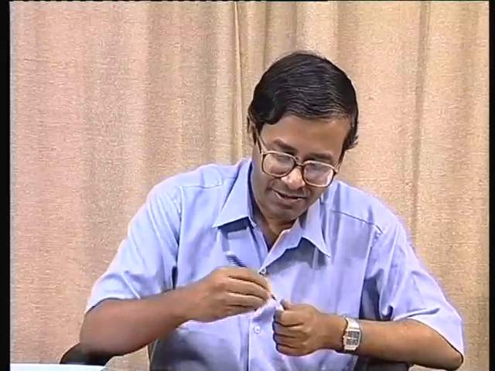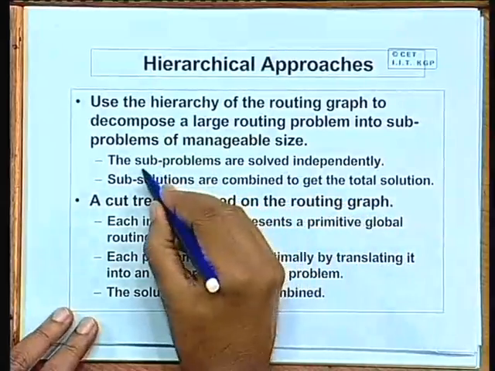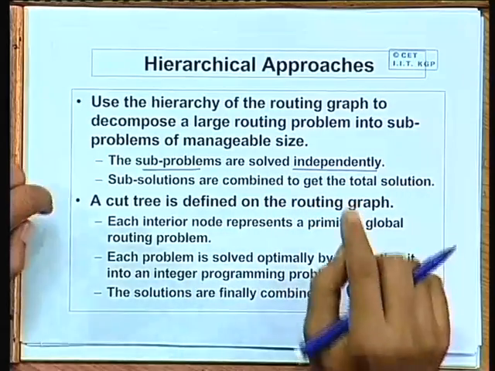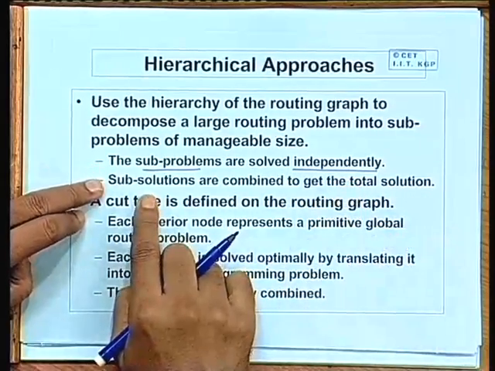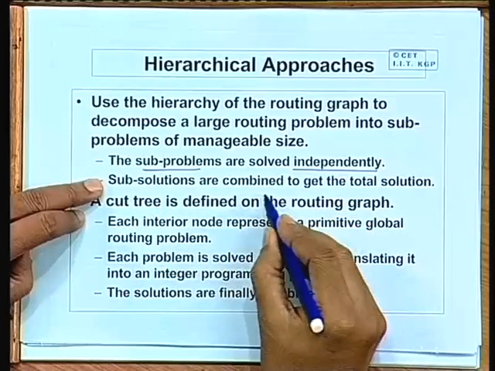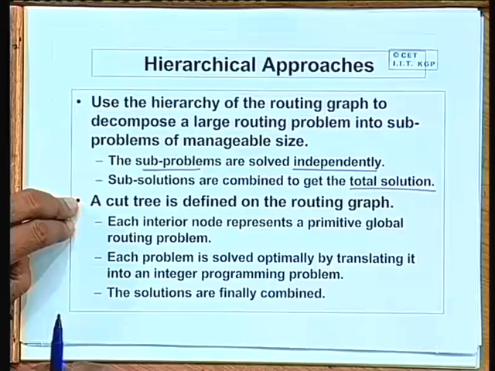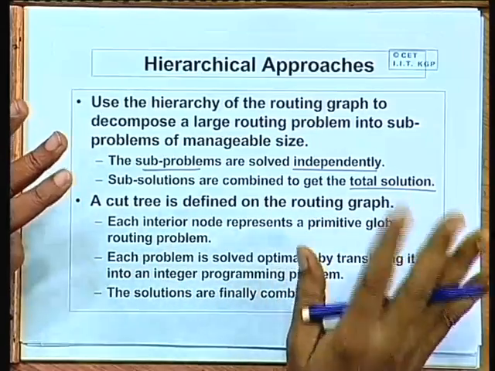People have talked about a hierarchical approach. Let me very briefly talk about the hierarchical approach. It says that you have a big routing problem. Break the routing problem into smaller subproblems and solve the subproblems independently. Now once you have solved the subproblems independently, you combine them to get the total solution. So the idea is very simple.